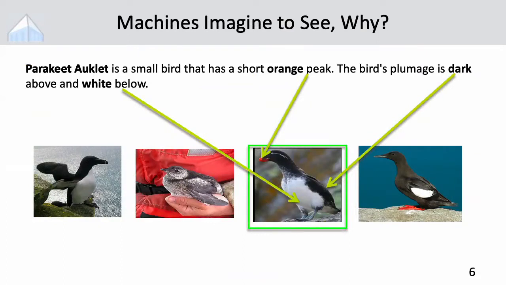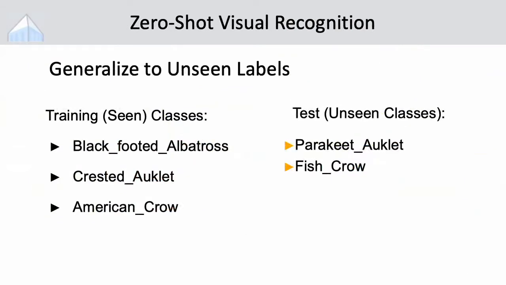It is estimated that there exist more than 10,000 bird species on our planet, and the largest available collection of data that we have access to as researchers could be only a few hundred. This means that there are thousands of species we don't have access to, and the best we can hope for is maybe one example for these classes. So this motivates a lot of researchers to develop models for zero-shot visual recognition. And what this means is we want to generalize to unseen labels.